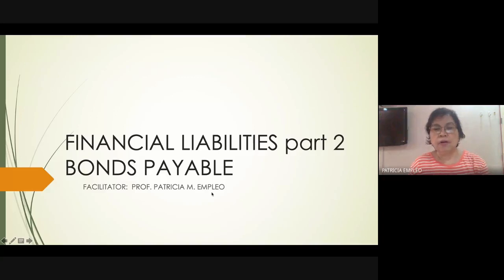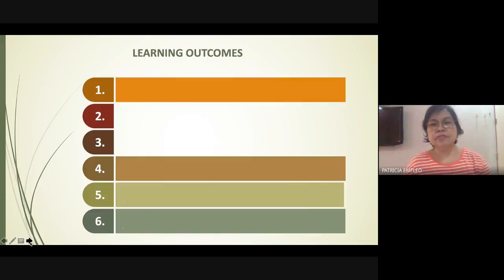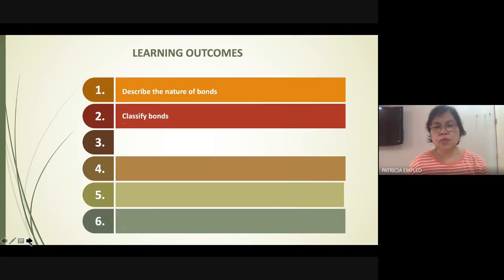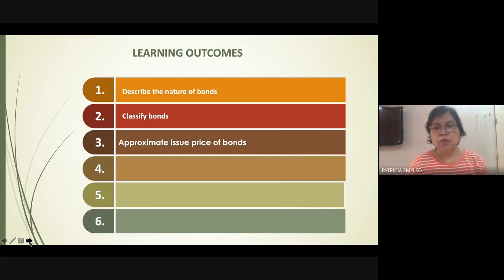We are now on financial liabilities part 2. So our lesson is bonds payable. We hope to accomplish these learning outcomes for this session. We will describe the nature of bonds. We will classify bonds. We will approximate the issue price of the bonds.